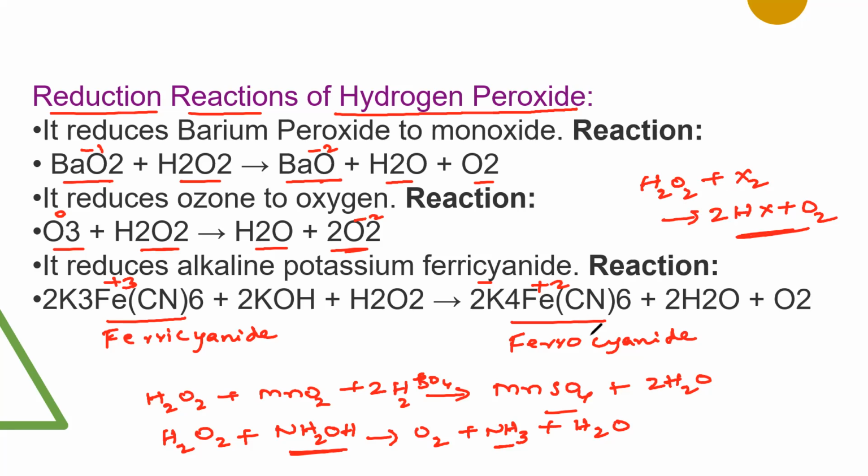So that is in acidic medium and basic medium. Now we have seen the reactions in acidic medium. Now we'll see the reactions in alkaline medium: it reduces alkaline potassium permanganate, and alkaline potassium ferricyanide to ferrocyanide. So in basic medium we have done, as well as acidic medium. So these are the important reactions of hydrogen peroxide.